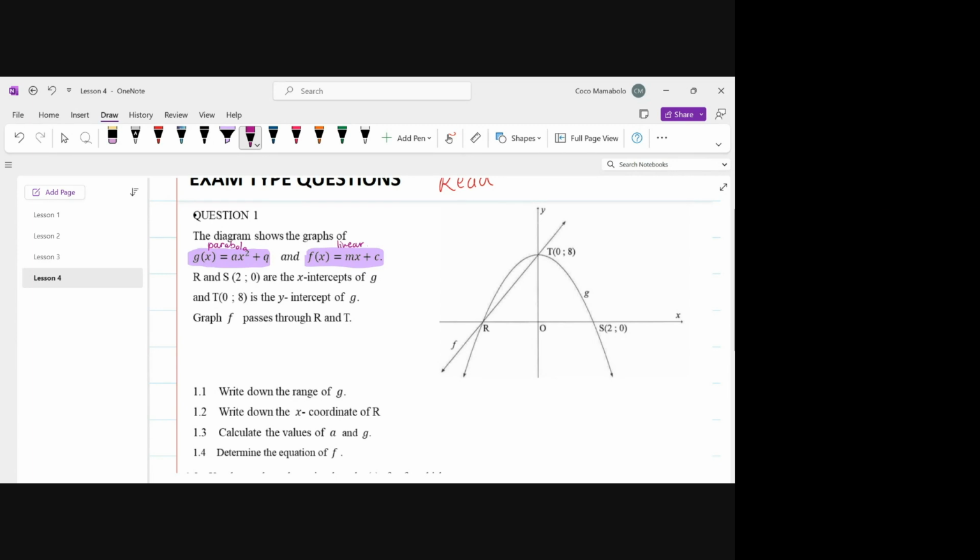Then it says r and s, and then they don't give you the value of r, but they give you the coordinates of s, 2 and 0. There it is. Are the x-intercepts of g, and t, 0 and 8, is the y-intercept of g. Right. Graph f passes through the points r and the points t. Okay, they pass through each other.